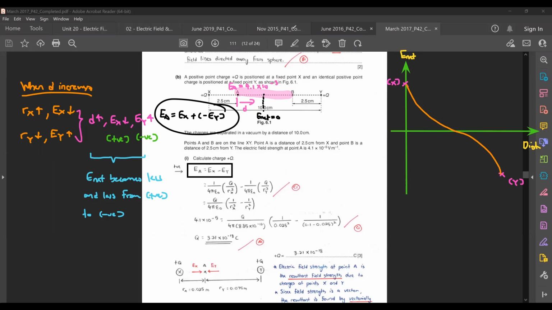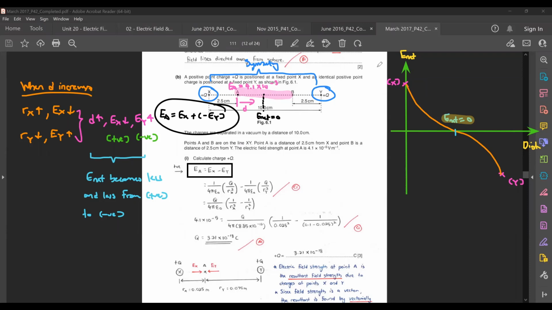There will be a point where your field strength is going to be 0. But which point is it going to be 0 exactly? If you look back at the diagram, point X and point Y have the exact same magnitude of charge. So you can expect some sort of symmetry here. Because of that symmetry, the point where your E net is going to be 0 would be exactly in the middle between the 2 points.